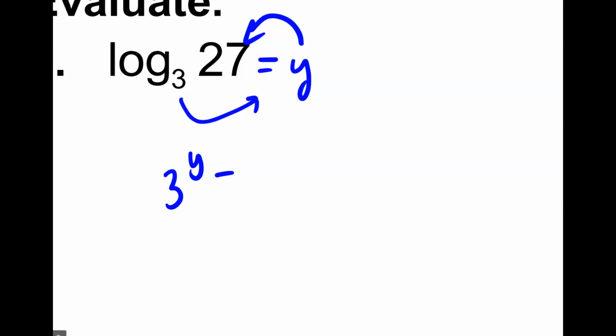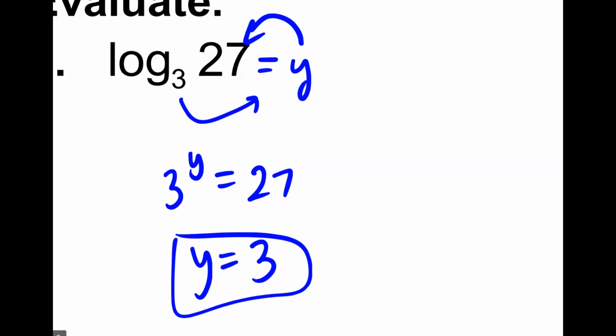Questions? Let's keep going. Evaluate. Pretty sure I don't give you a problem this easy on your test. 3 to the y is equal to 27, so you see y is equal to 3, because 27 is just 3 cubed, so you set the exponents equal. It's a nice little warm up.